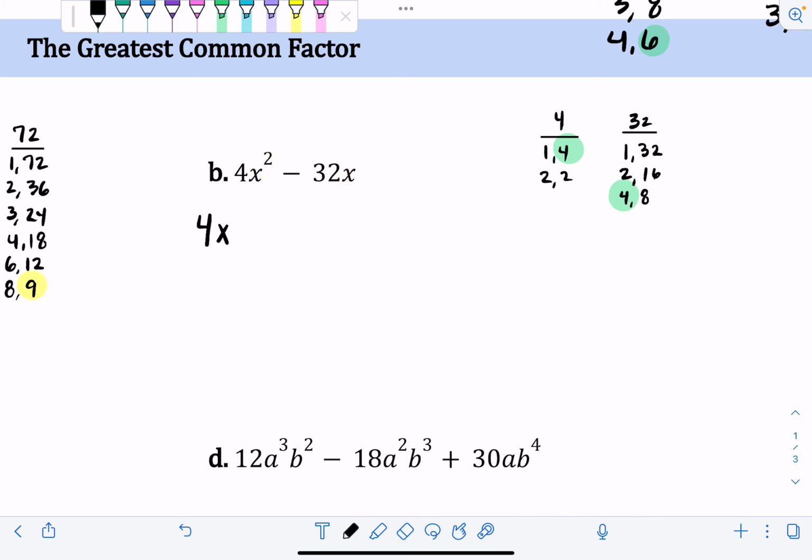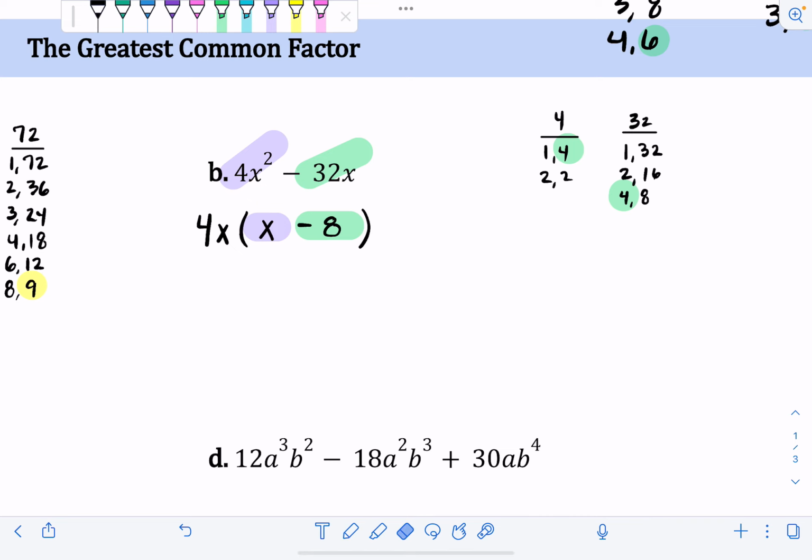Okay, and then we'll set up our parentheses and work backwards from distributing to figure out what we would have left. So if I were to distribute and work backwards in this problem, I would be multiplying 4x by something right here, and that would bring me back to 4x squared. So 4x times x would bring me back to 4x squared. And then 4x times something right here would have to bring me back to negative 32x. I would have to multiply 4x by negative 8 to bring me back to negative 32x.